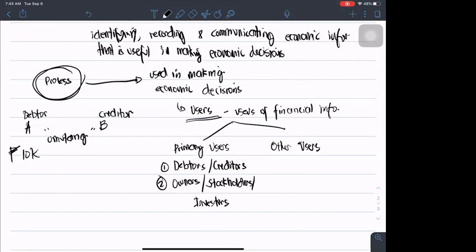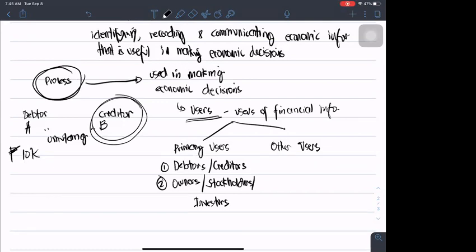Okay? So here, we emphasize more the creditor as to your primary users. I hope you understood who is a creditor and who is a debtor. Next, we go to another primary user. That is your owners, stockholders, or investors. So who are your owners, stockholders, or investors?